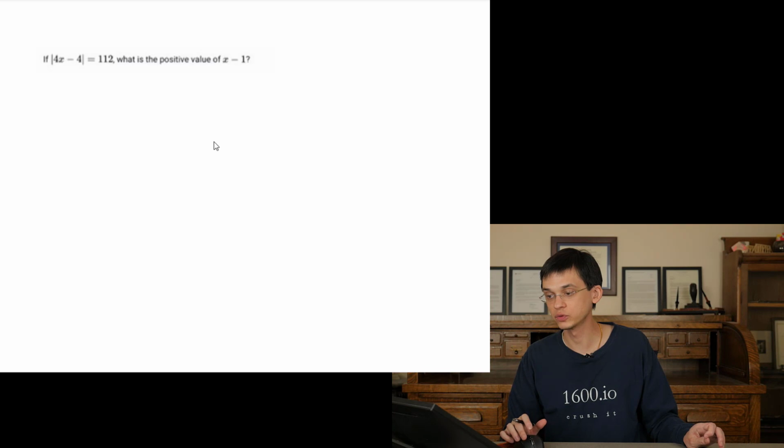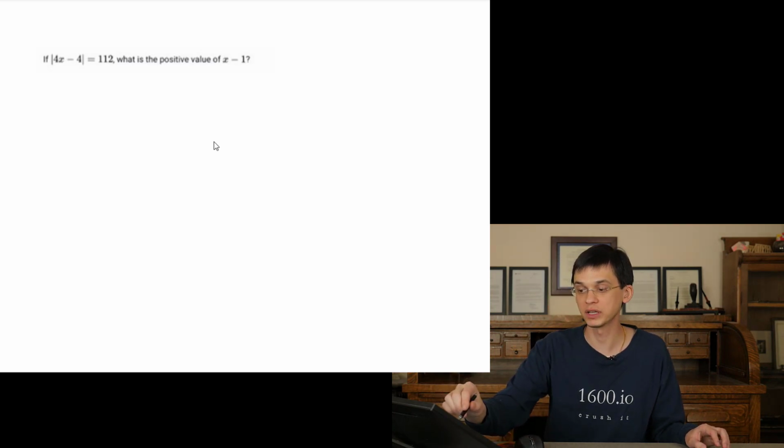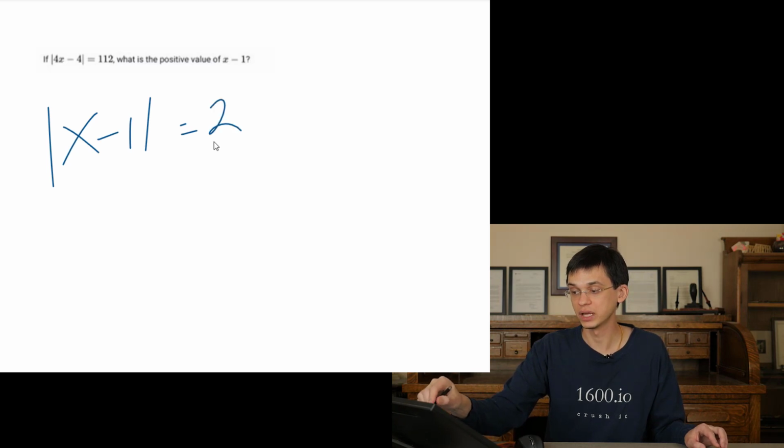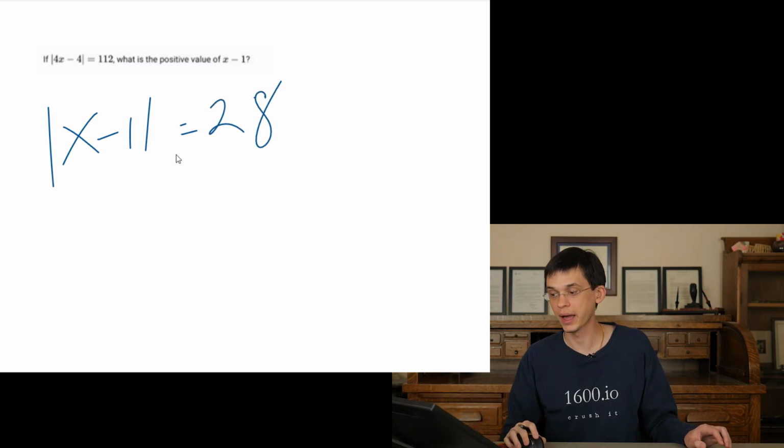Absolute value of 4x minus 4 equals 112. What's x minus 1? Divide both sides by 4. We can pull out a 4. We can do that. We get the absolute value of x minus 1 equals 28. So x minus 1 is 28.